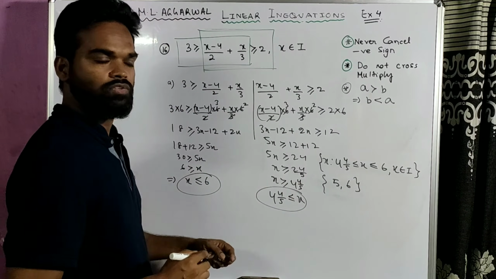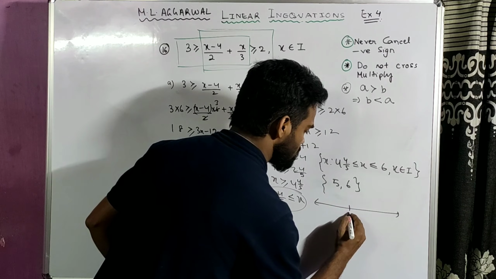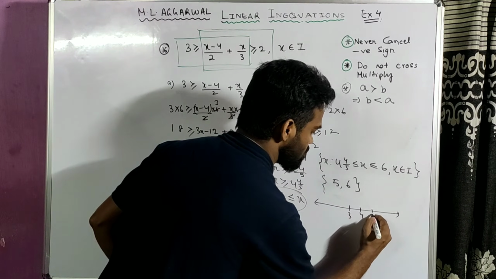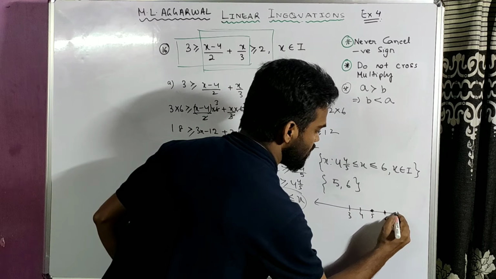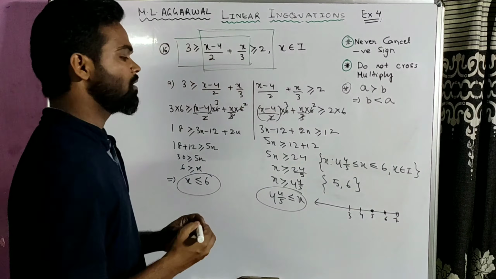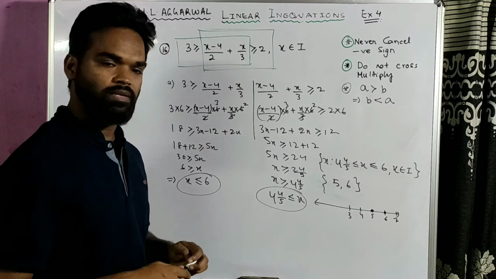So 5 and 6 is the solution set, and the number line, suppose this is 3, this is 4, this is 5, this is 6. So 5 and 6 are your answers. Clear? Now we look at the next sum.